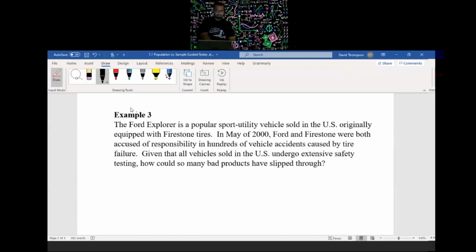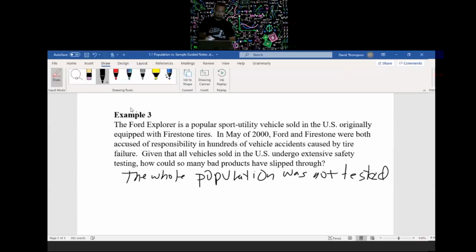So there's many different possibilities that could have happened. One possibility could be that the whole population of Ford Explorers was not tested. If the whole population is not tested, that could explain why some of the tires that came out were bad, causing hundreds of accidents.